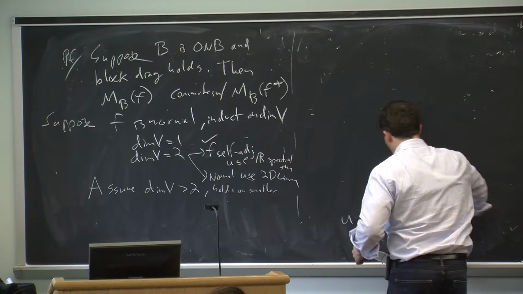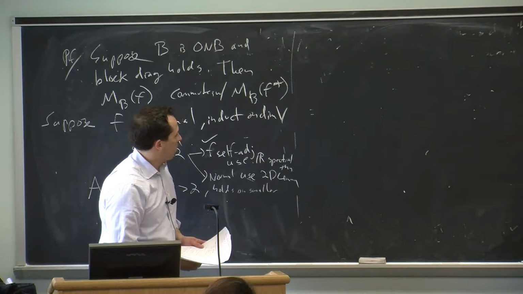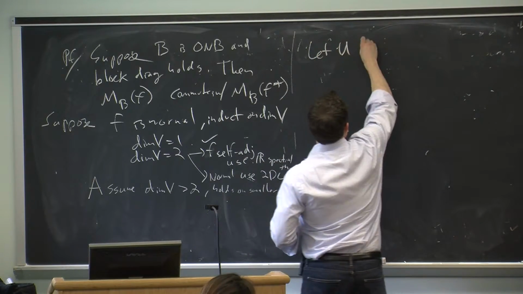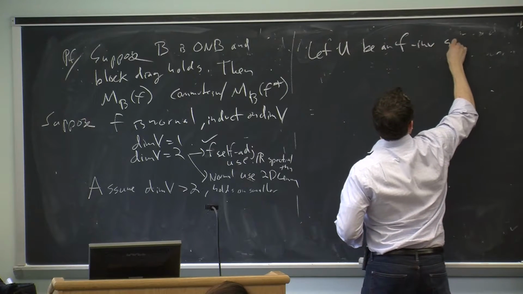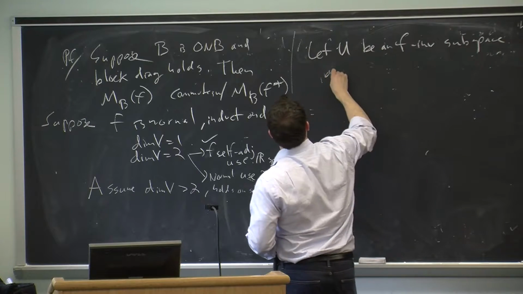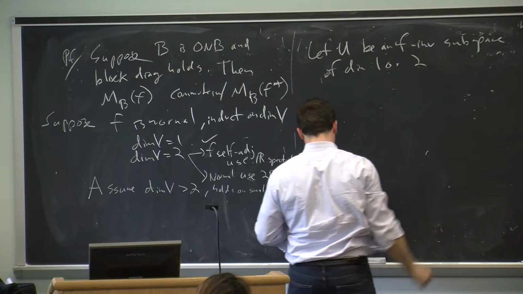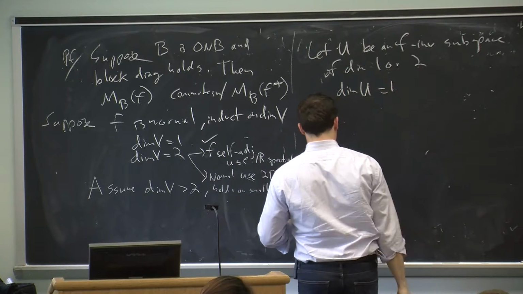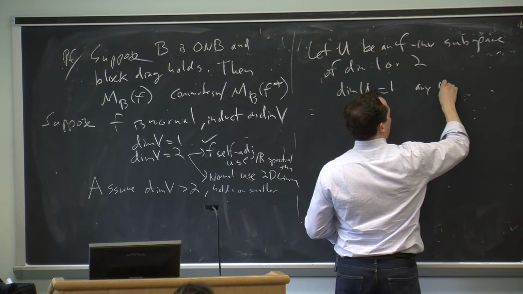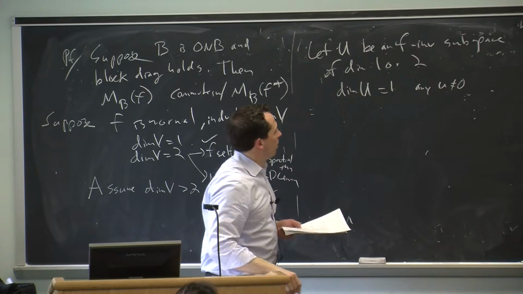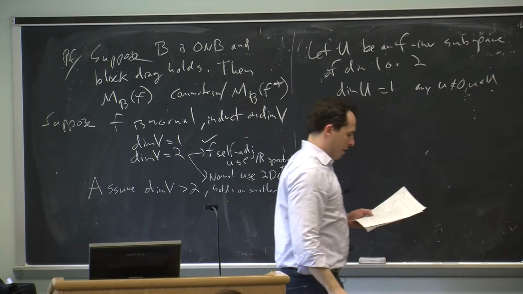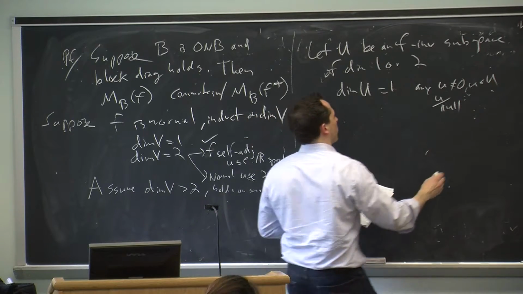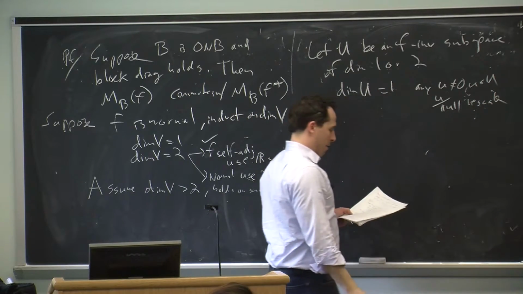So by an earlier lemma, or an earlier theorem that we had in the class, we can assume that there's an invariant subspace of dimension 1 or 2. So let U be an F invariant subspace of dimension 1 or 2. If the dimension of U is 1, any non-zero vector will do as the eigenvector, and then rescale it to give it norm 1. And we're going to add that onto our basis.